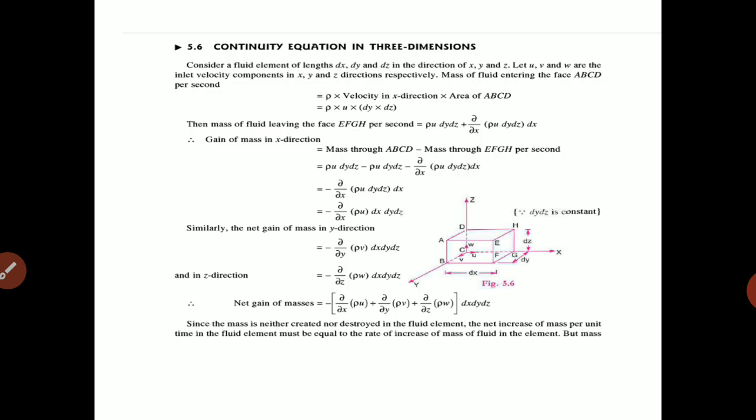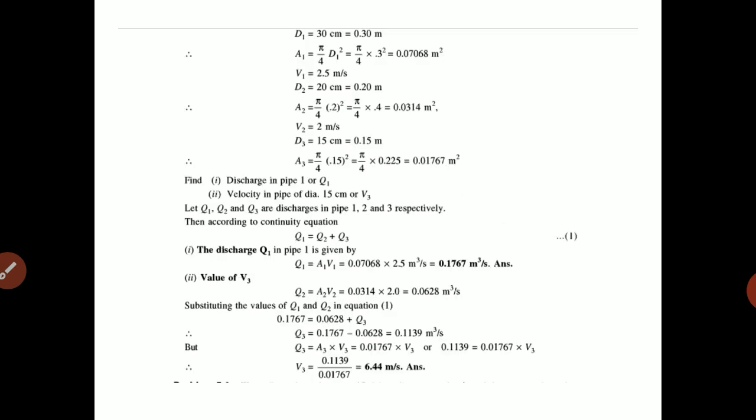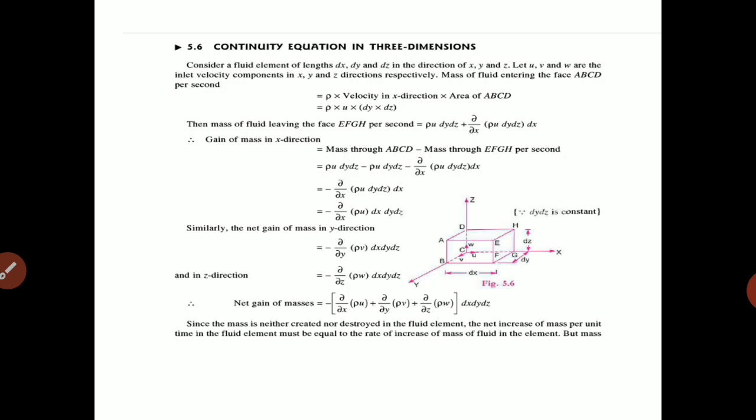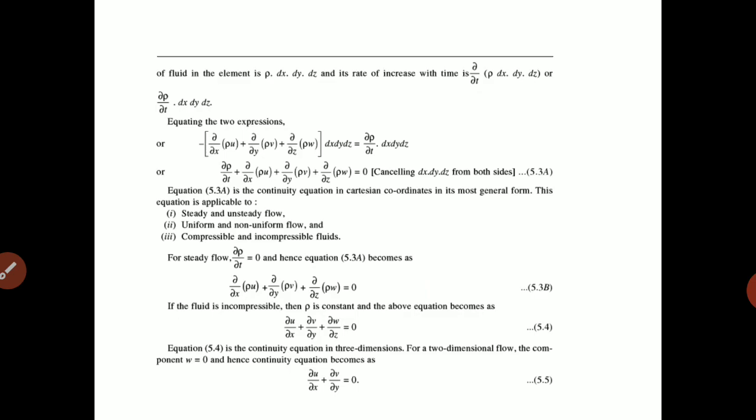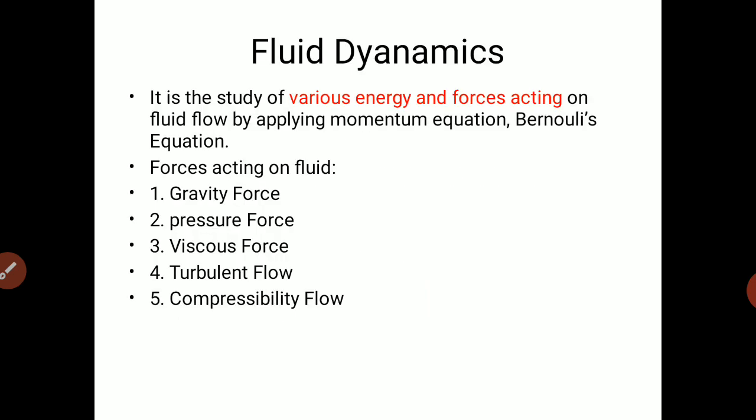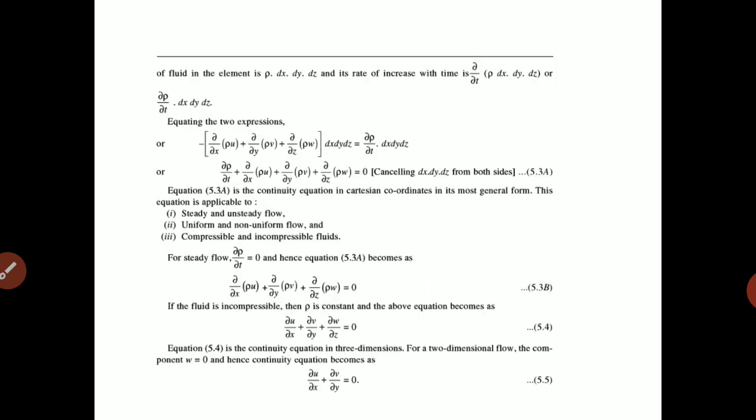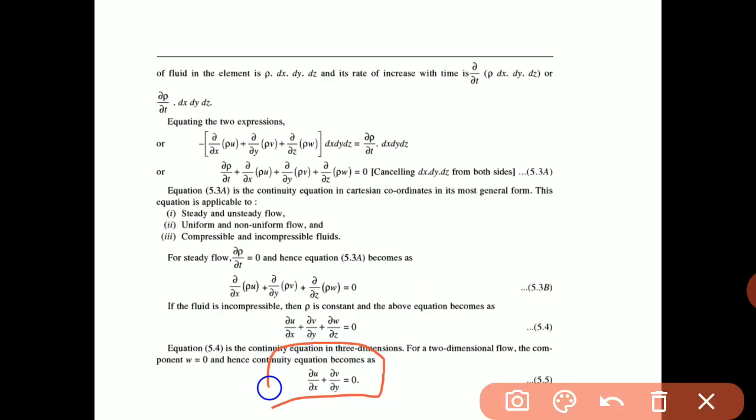Now we have studied this equation for 2 dimensions. There is one concept in your syllabus, that is the continuity equation in 3 dimensions. Yes, we can apply the continuity equation in all 3 dimensions. So this is one simple derivation for the continuity equation in 3 dimensions, and accordingly we have the continuity equation as du by dx plus dv by dy is equals to 0. So this is the continuity equation outcome.